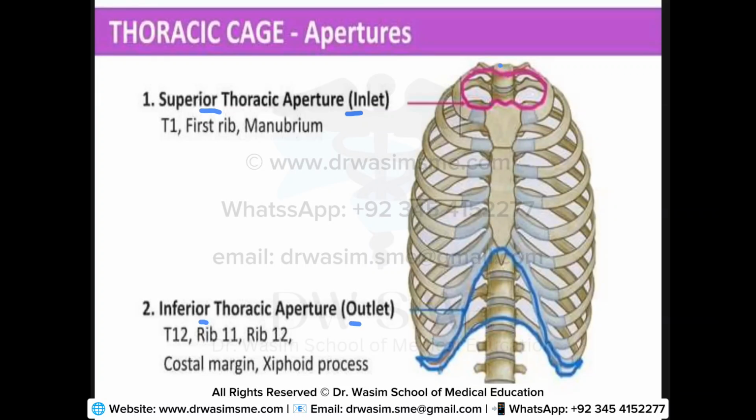Starting from the posterior end, we have the first thoracic vertebra, then the curvature of the first rib, and then at the anterior aspect, the manubrium of the sternum. This is the boundary of the inlet. Similarly, in the outlet, posteriorly we have the 12th thoracic vertebra, then the 11th and 12th ribs, then the costal margin, and in the center anteriorly we have the xiphoid process. So when all these areas are united, as can be identified from the specific color lines, they identify the specific areas as inlet and outlet.